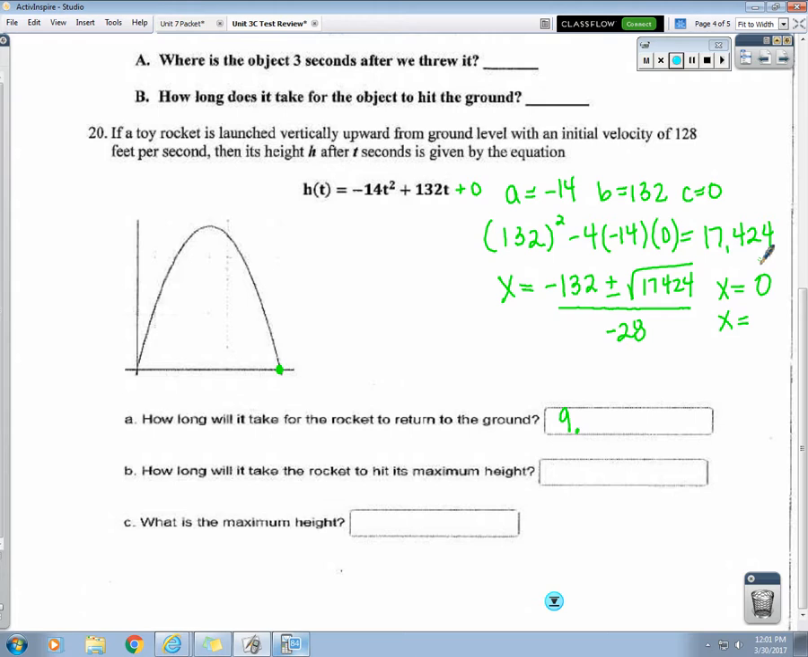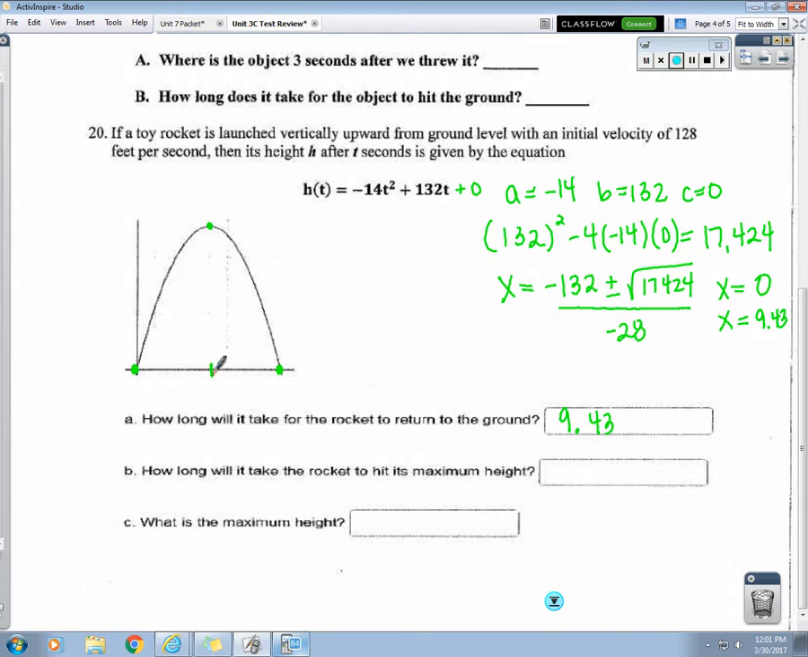You can then go to math, number 2 decimal, enter, and it will change it to 9.428, so we'll just say 9.43. And so that's how long it would take to hit the ground, because 0 represents before you launch the toy rocket, and then 9.43 is how many seconds it took to get back to the ground. How long will it take to get to its maximum height?